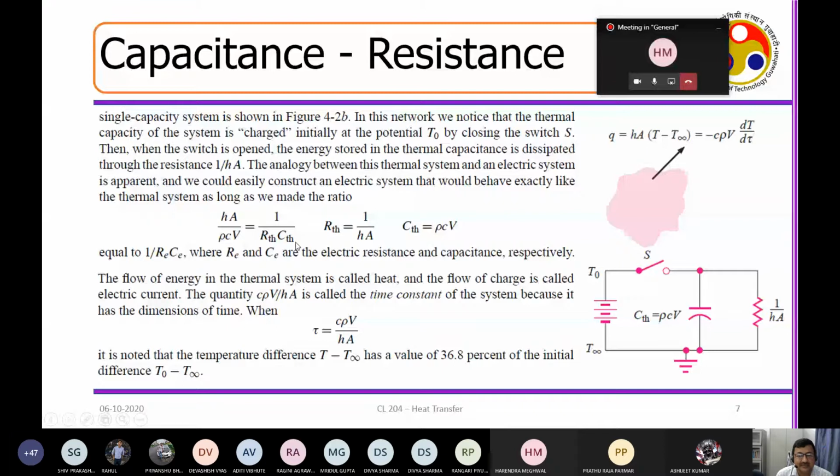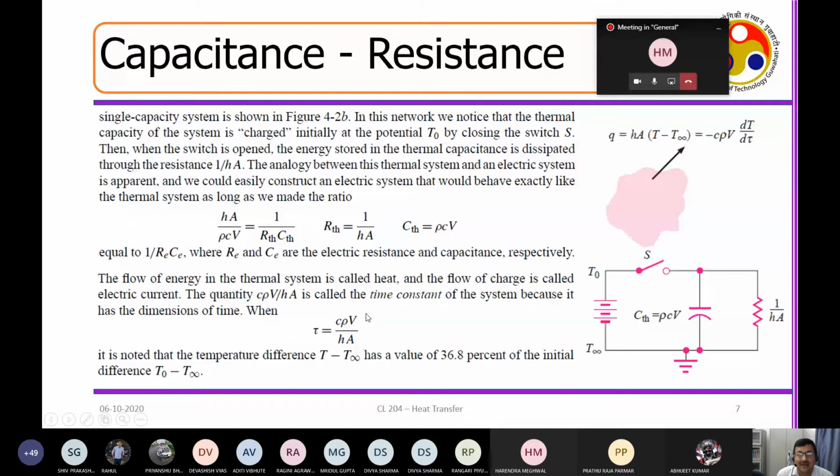What is thermal resistance? It is 1 by hA. What is thermal capacitance? It is rho CV. And one can express this very similarly to an electrical circuit, as a parallel combination of a capacitor and a resistor, which is applied through a voltage. And from there we understood the concept of the time constant, which is rho CV by hA. So this is the amount of heat storage, and this is the amount of heat dissipation through convection. So capacitance and resistance concepts were clear.